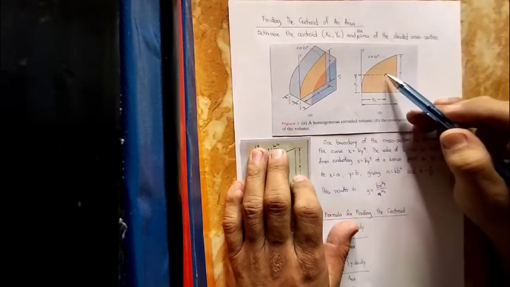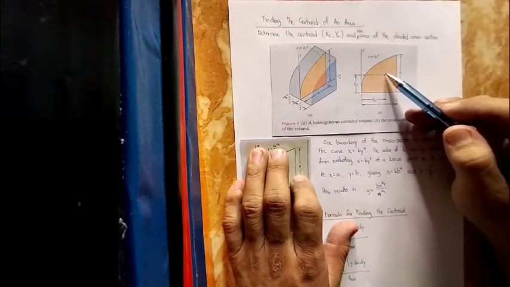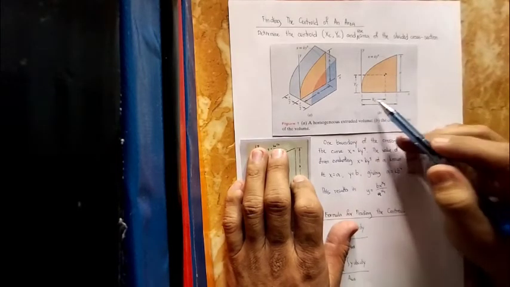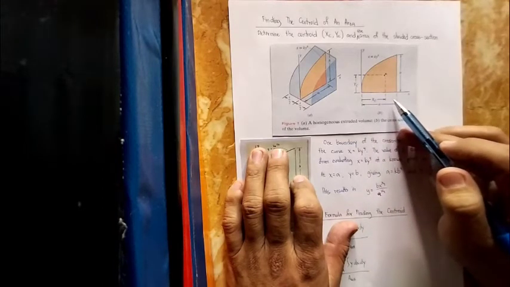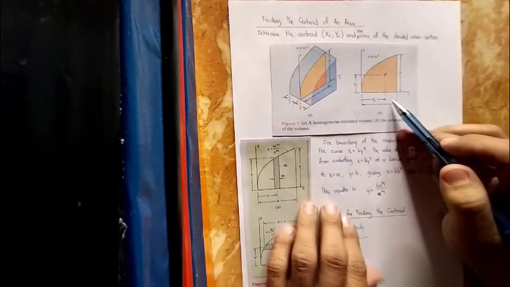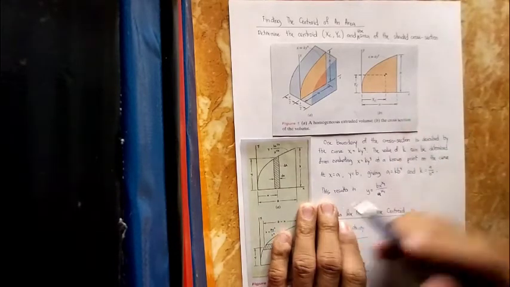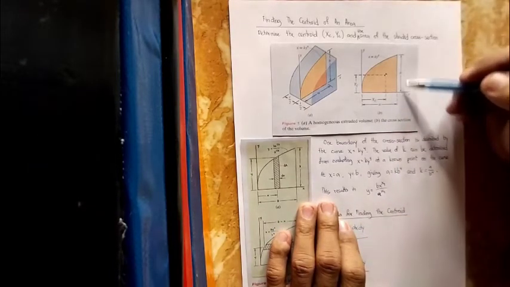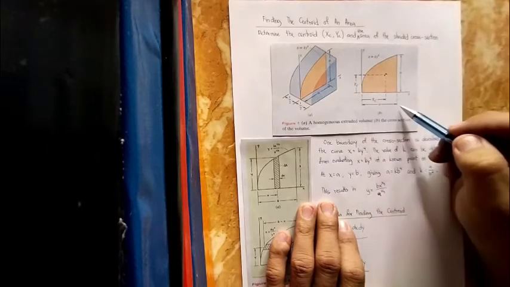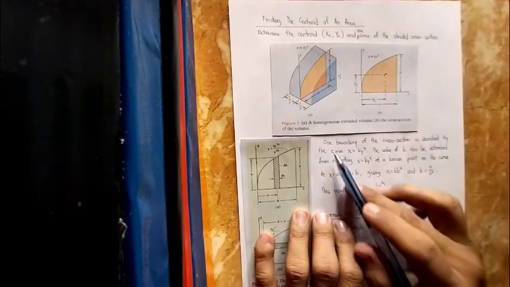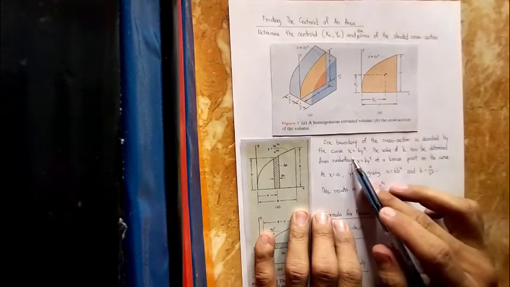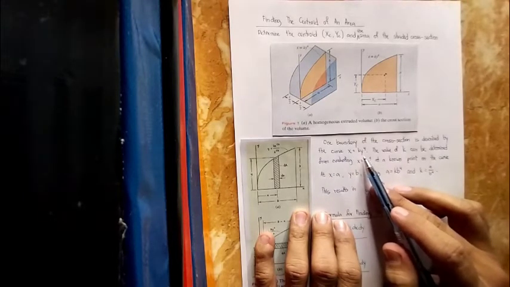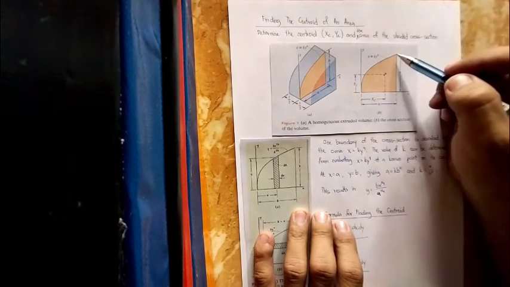Ito yung centroid. Ito yung centroid ng Y axis at saka centroid ng X axis. Ito yung letter B axis and letter A axis. One boundary of the cross-section is described by the curve x is equals to k times y raised to 4. Ito siya, ito yung curve na yon.